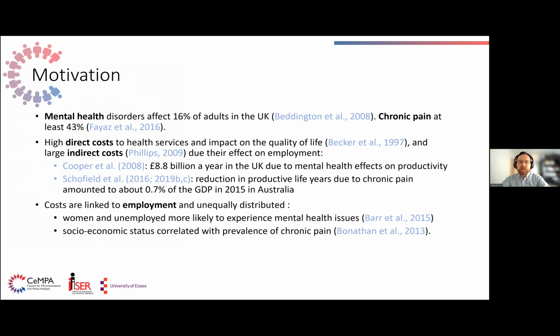Both of these non-communicable diseases have a high direct cost due to the cost of providing health services and their impact on the quality of life, but they also have large indirect costs because of their effects on employment. And estimates from UK and Australia point to almost $9 billion lost in the UK due to mental health effects on productivity, and 0.7% of GDP in Australia because of the costs of chronic pain, which is about 6 billion. At the time, it was about 6 billion pounds as well.